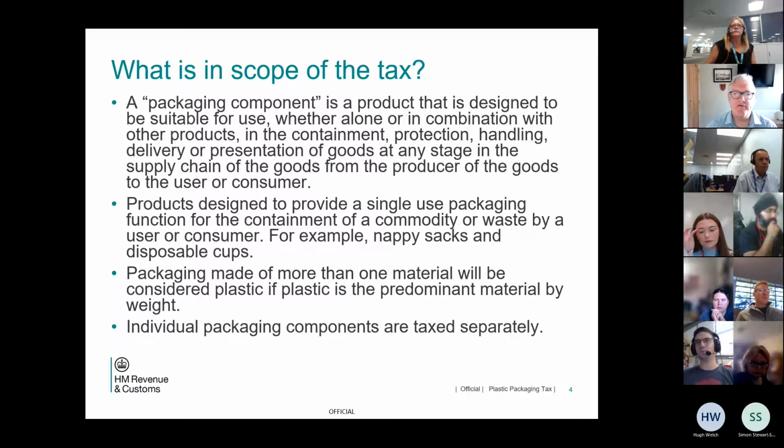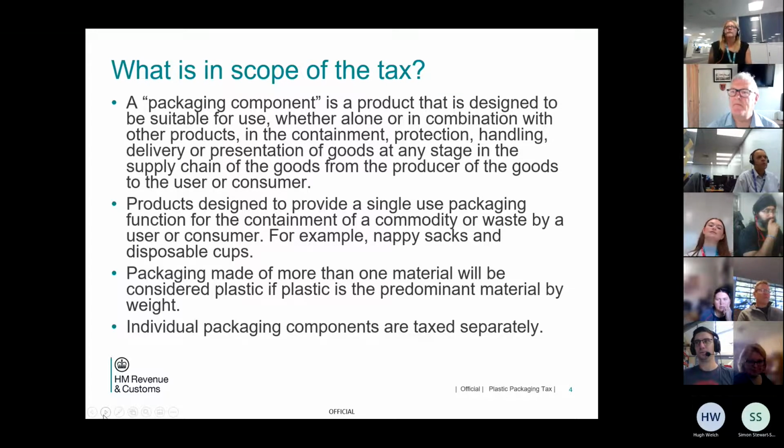Eleanor, I'm already on slide 4. I'm actually being shown slide 4. Have you not got slide 4? What is in scope of the tax? Oh, sorry, everyone. I don't know where it's, okay, we'll stay at that slide. Is that what you can see? I think it should be the right slide for this bit, sorry.